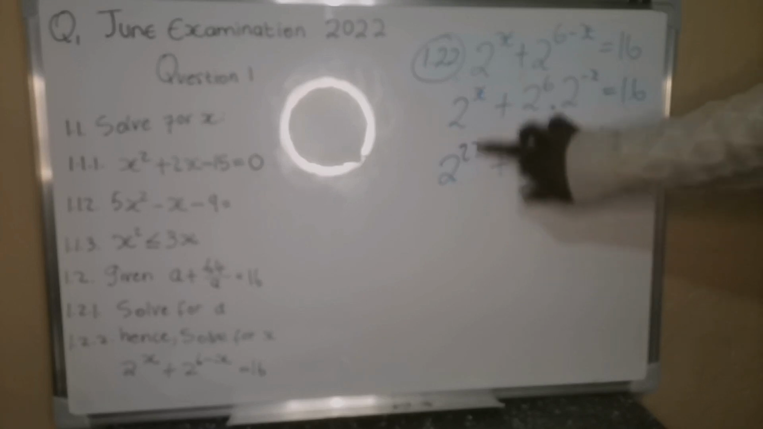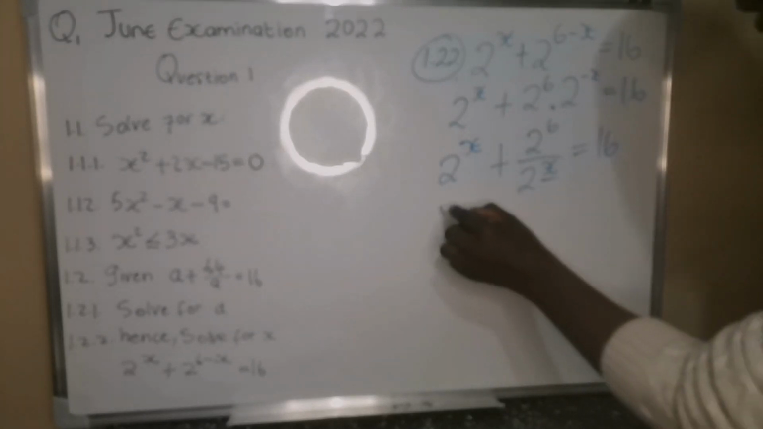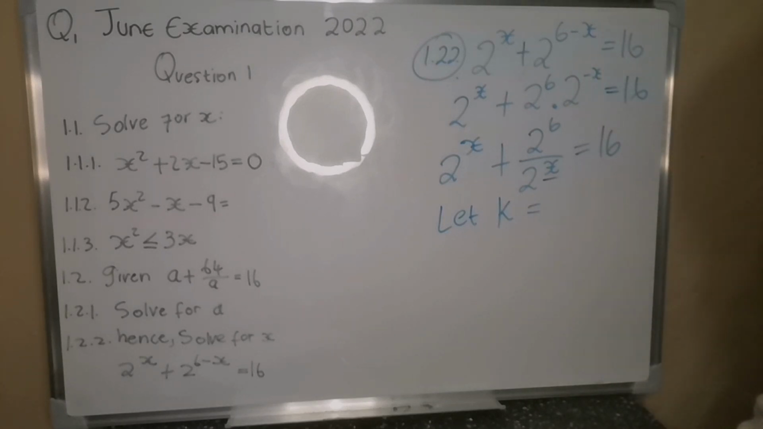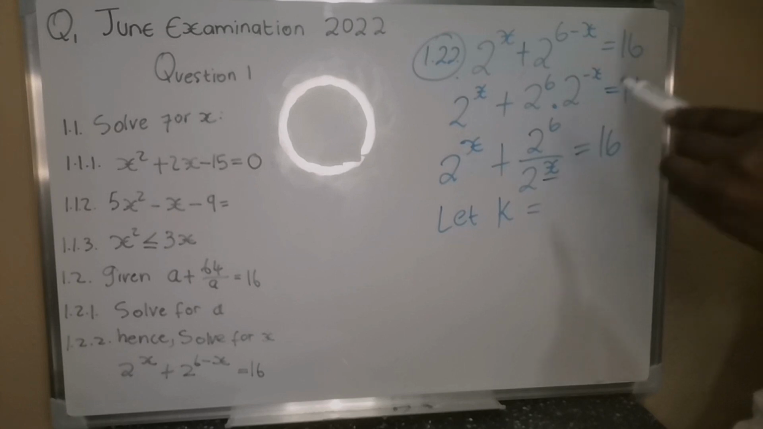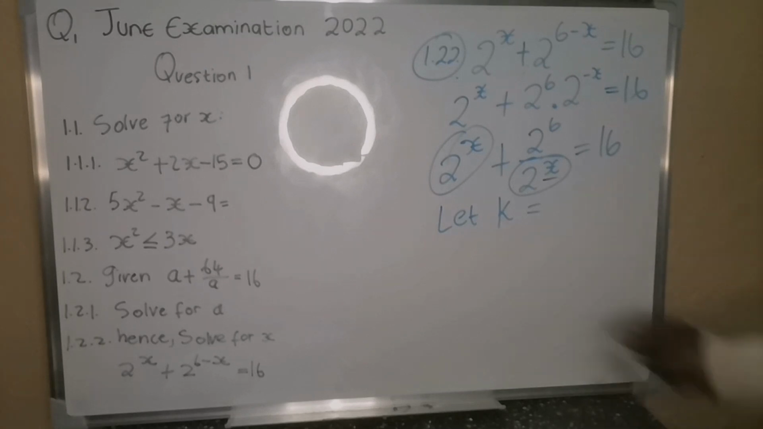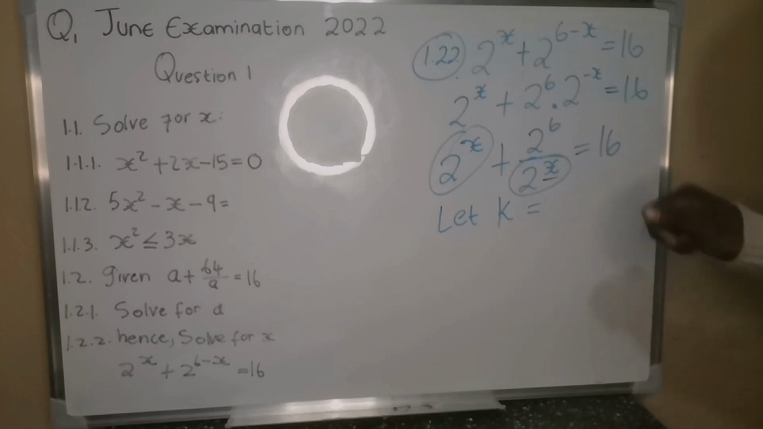So if you have something like this, you will need to apply the very same method that I'm going to apply right now: the K method. You just say, let K be equal to the base with an exponent that is a variable. We focus on these two. You take out the smallest exponent. You just say let K be equal to the smallest base with an exponent that's a variable. Between x and x, which one is smaller?